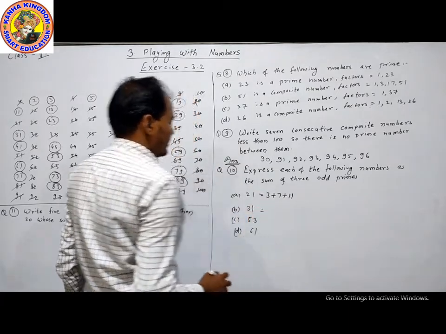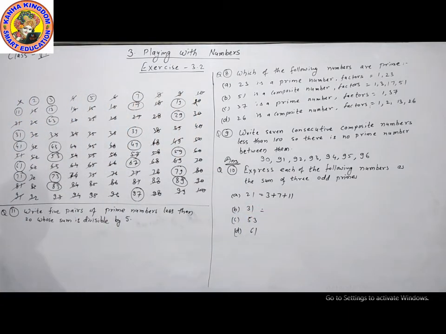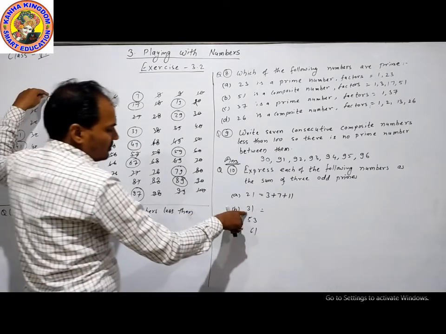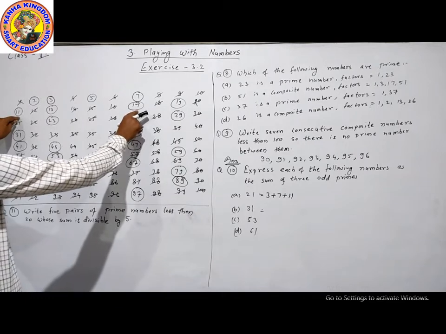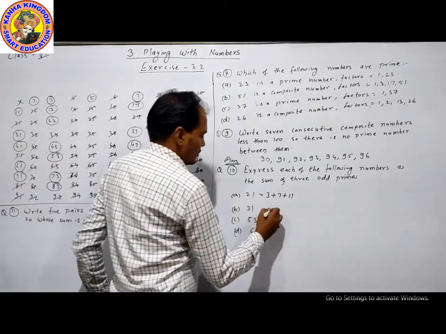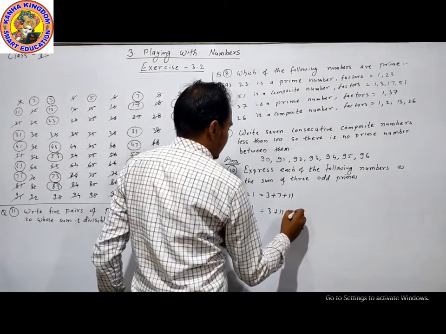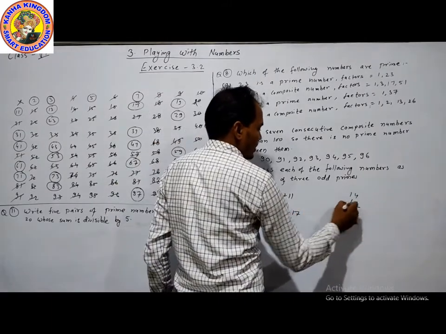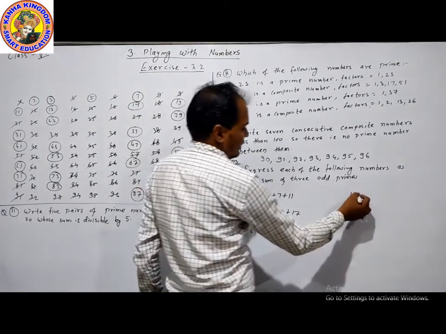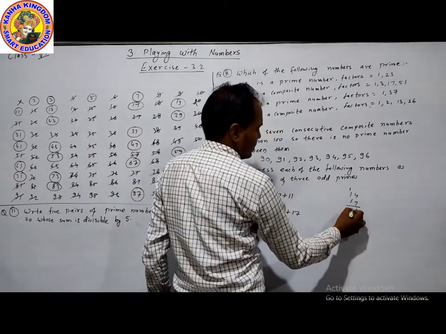The answer is right. Now I am making 31. I select 3. I subtract this 3, leaving 28. By whom can I make 28? By this. 3 plus 11 plus 17. 3 plus 11 is 14, 14 plus 17 is 31.